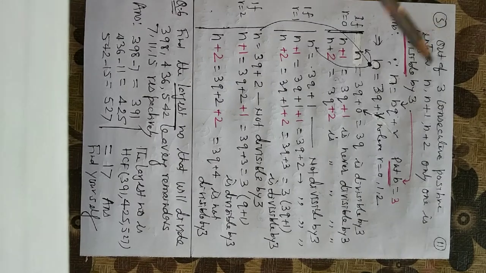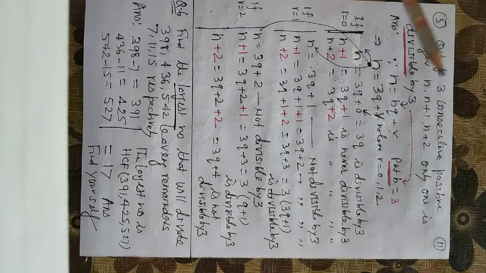Fifth question: out of three consecutive positive integers n, n plus 1, n plus 2, only one is divisible by 3.